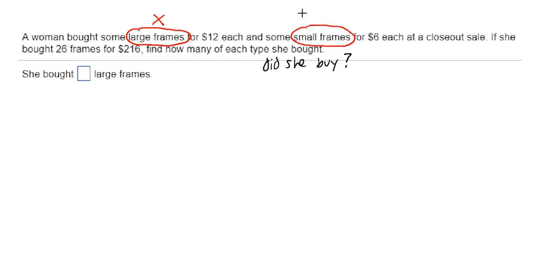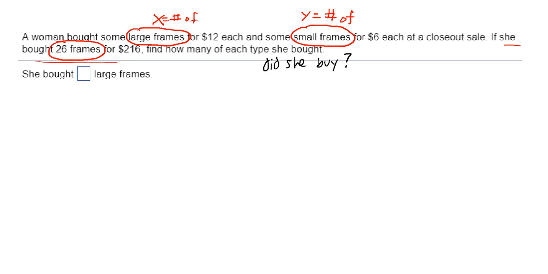What we mean specifically is x is going to be the number of large frames, and y is going to equal the number of small frames. All right. So we need two equations now, and those two equations are going to come from this information here. The first part of this question, not even a complete sentence, actually contains all the information we need to set up two equations.